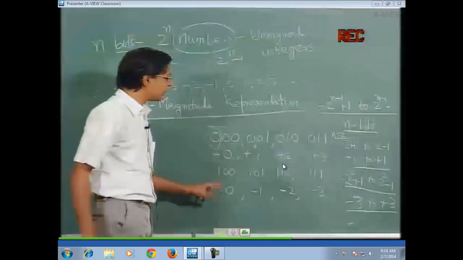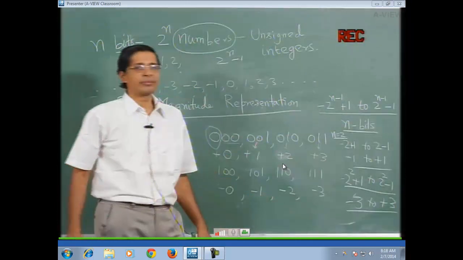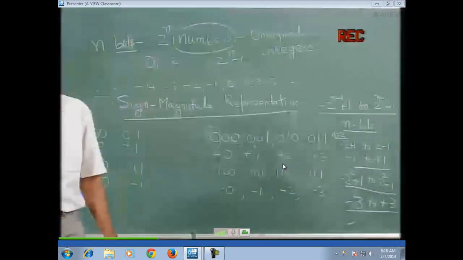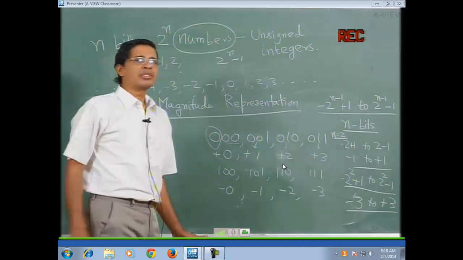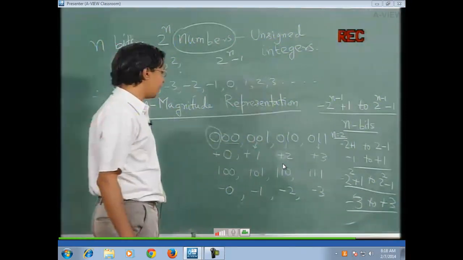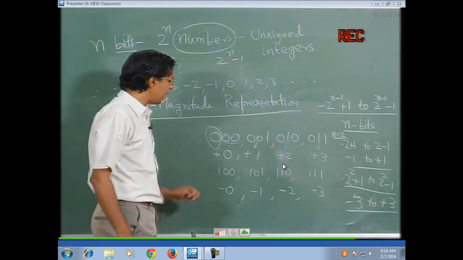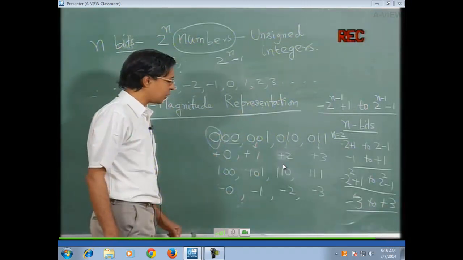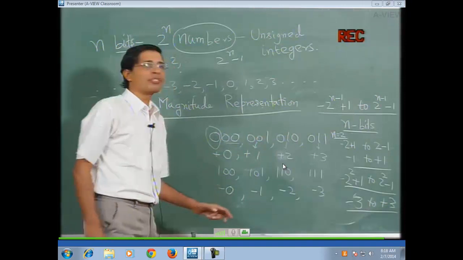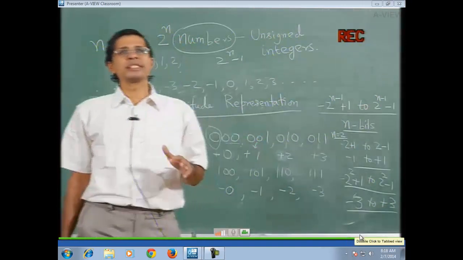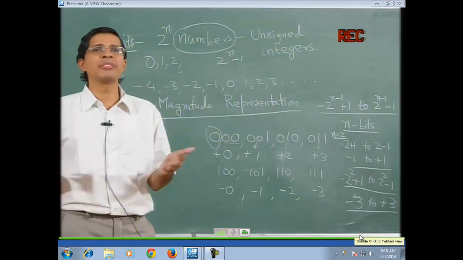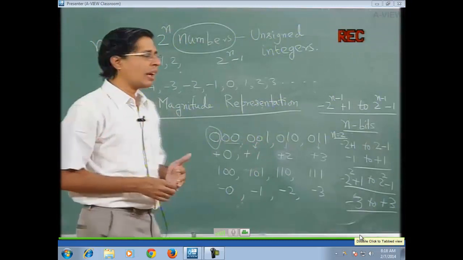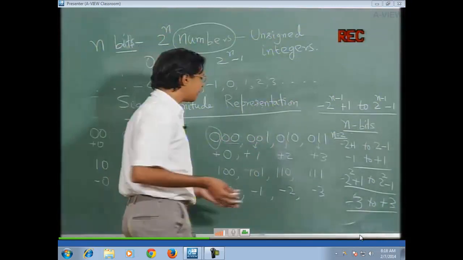You see here, this is minus 3 to plus 3. So this is the sign magnitude representation. One of the obvious drawbacks of this sign magnitude representation is that we are wasting one important thing, namely plus 0 and minus 0. There is no necessity to have a plus 0 and a minus 0 from an arithmetic perspective, because both have the same value. Unlike plus 1 and minus 1, which have 2 different values.